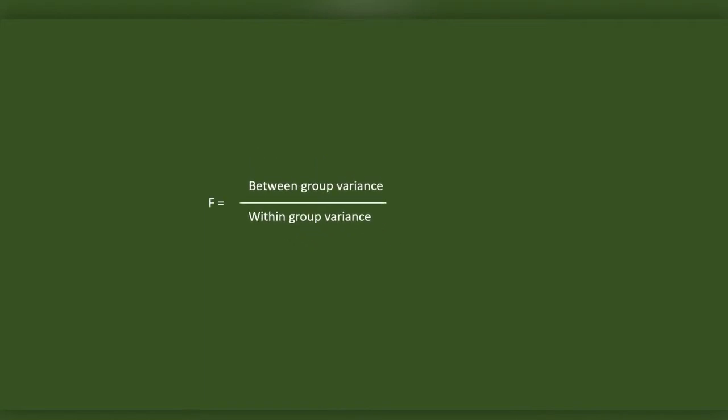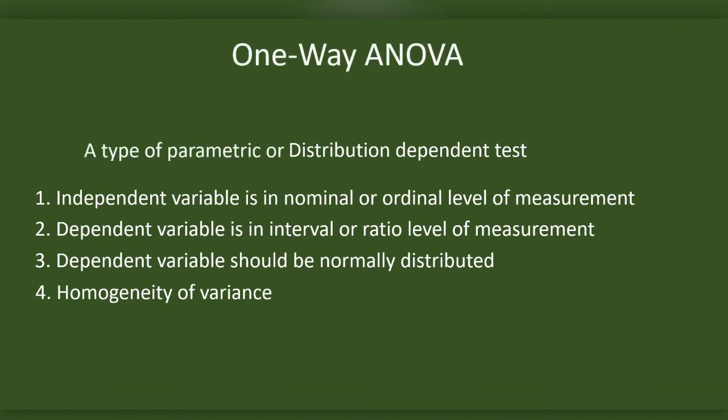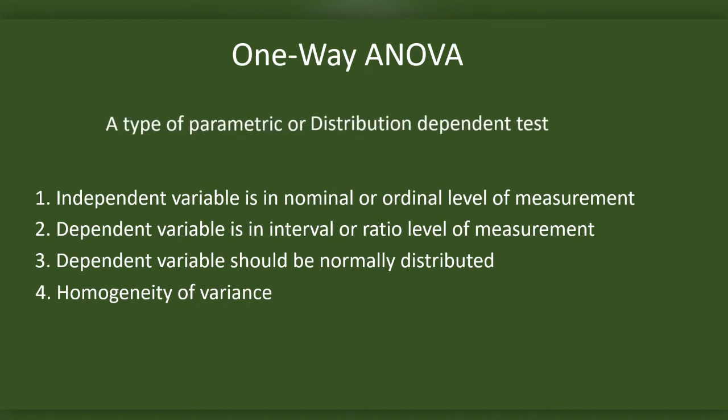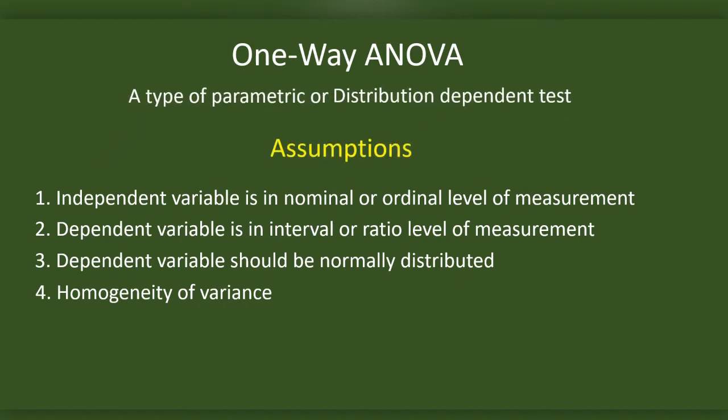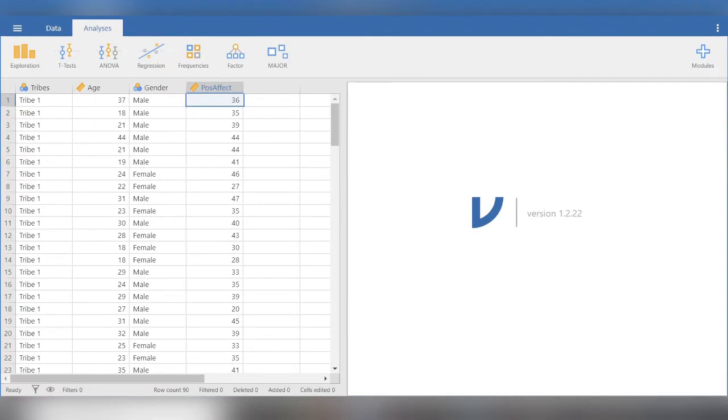ANOVA's coefficient is represented by F, which is equal to between group variance upon within group variance. ANOVA is a distribution dependent test or parametric test with these assumptions. Using one-way ANOVA, let us see if the null hypothesis, Tribe 1, Tribe 2 and Tribe 3 do not differ in positive affect, holds. We will do the analysis using the free open source software jamovi.